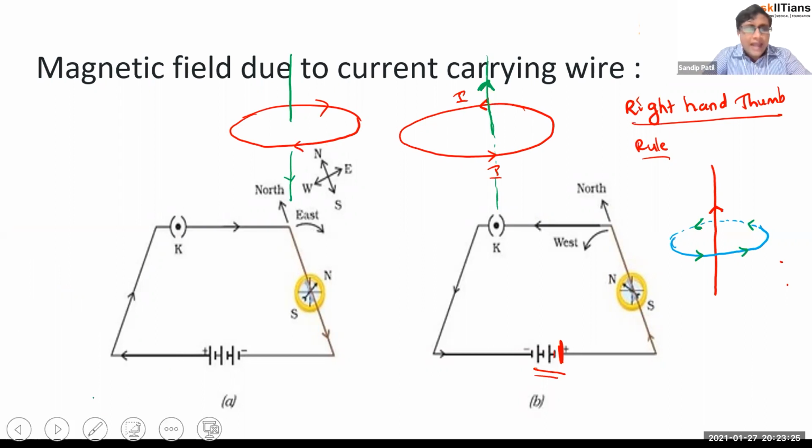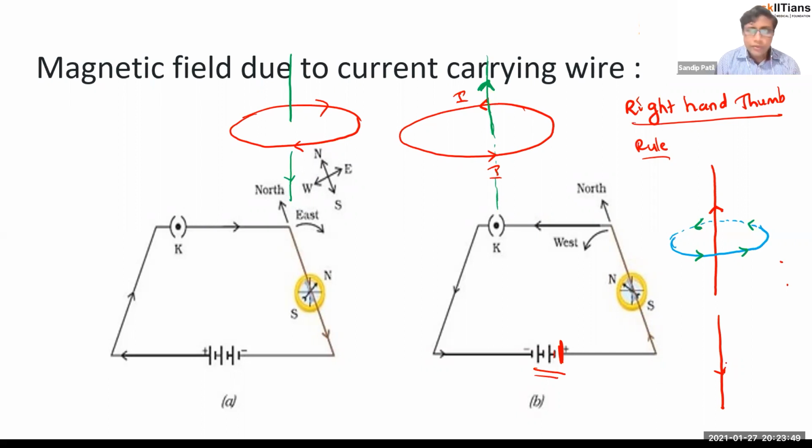Okay. Similarly, I can do this for the current which is flowing downward, right? If the conductor is straight, then the thumb represents the current direction. If the conductor is circular, then the curled fingers represent the current direction. Now let's find out the direction of the magnetic field when the current is going down.